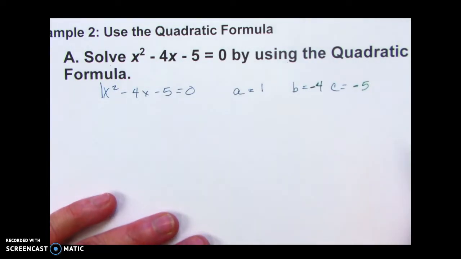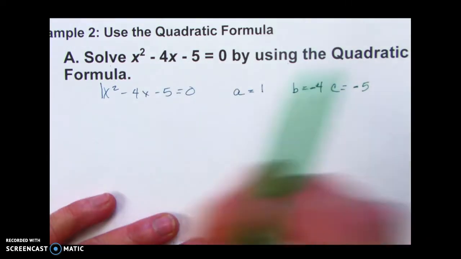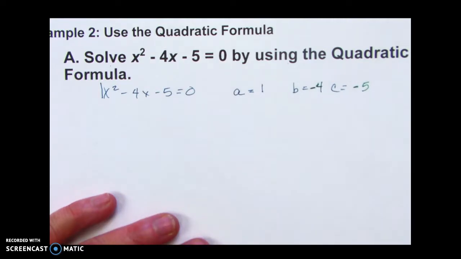Because as you're doing this, when you're writing down the formula and you're seeing all the negatives, you're going to start thinking, okay, that's going to be a negative times a negative. That's going to give me a positive.